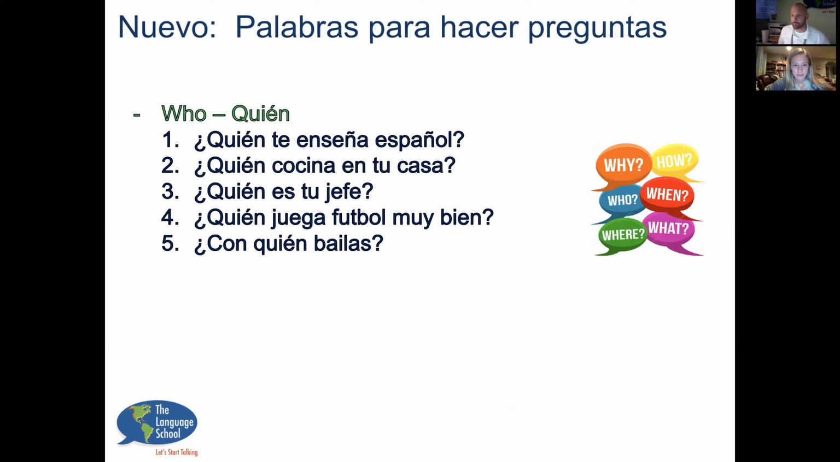¿Quién es tu jefe? Campbell es mi jefe. ¿Quién juega fútbol muy bien? Messi juega fútbol muy bien. ¿Con quién bailas? Julian Huff baila. So this is who.